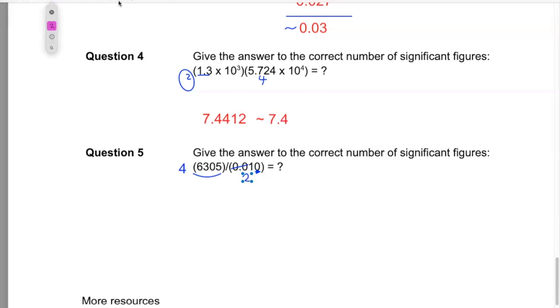So the answer for that is going to be 630500. To have only 2 sig figs, we will round it to 63 and 4 zeros. We don't want to write it like that. We're going to have it as 6.3 times 10 to the power 1, 2, 3, 4, 5. So power 5, superscript 5.